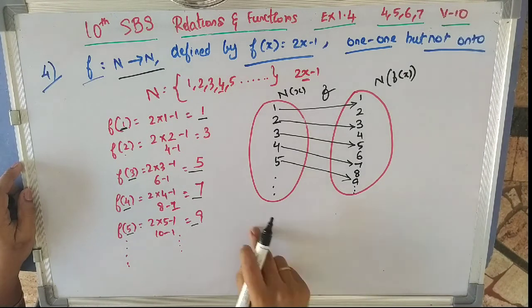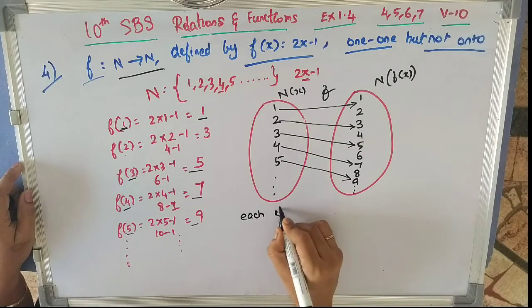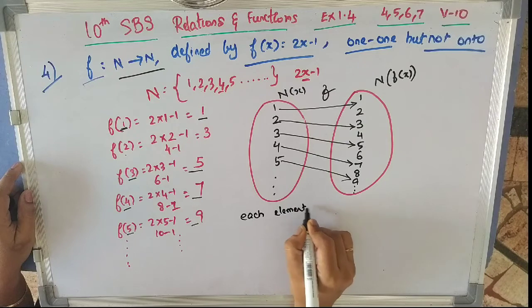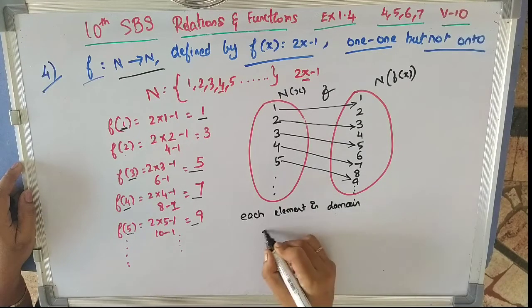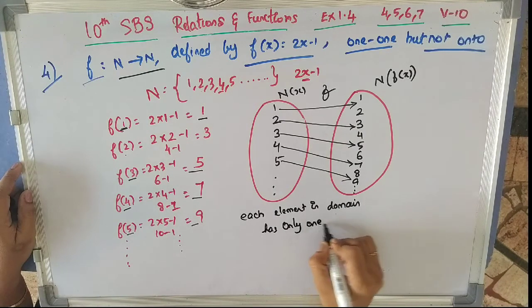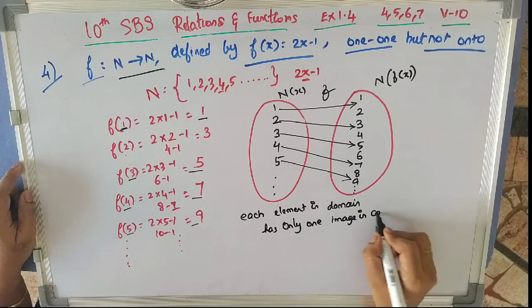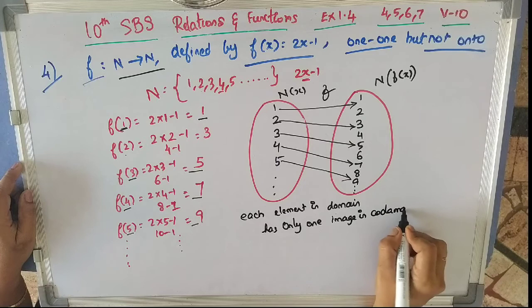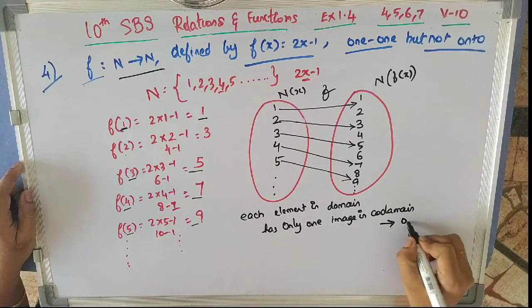Now, we can clearly see that each element in the domain has one image in the codomain. See, 1 to 1. Each element in a domain has one image in the codomain. Okay? You can understand from the name itself, one-to-one function. One element in domain, one image in codomain. So, it's a one-to-one function.